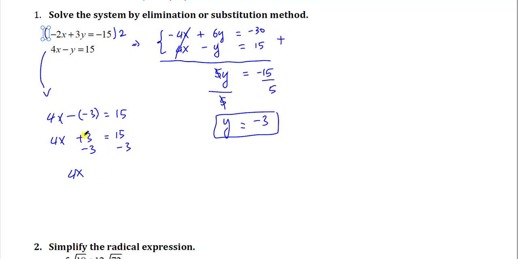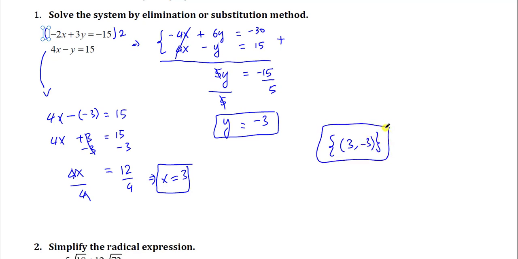Keep the 4x. Since you are trying to solve for x, subtract 3 on both sides. So 4x equals 15 minus 3, which gives me 12. Now I divide both sides by 4. Therefore x is 12 divided by 4, or 3. So the answer to this system of equations is x equals 3 and y equals minus 3, and we can write that inside the bracket: 3 for x and minus 3 for y. And that is the answer.